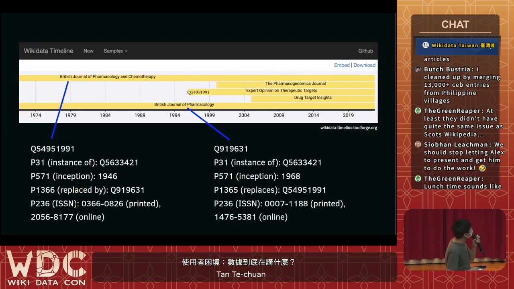Another example is when I try to make a simple timeline about a periodical, like a journal. Here the left one and the right one are the same journal, but the journal changed its title in 1968. So it has two items, two QIDs in Wikidata. When I made the timeline, I could easily find a connection between the two items. But when I read the data, I found that the left one has a property called "replaced by" pointing to the right one.